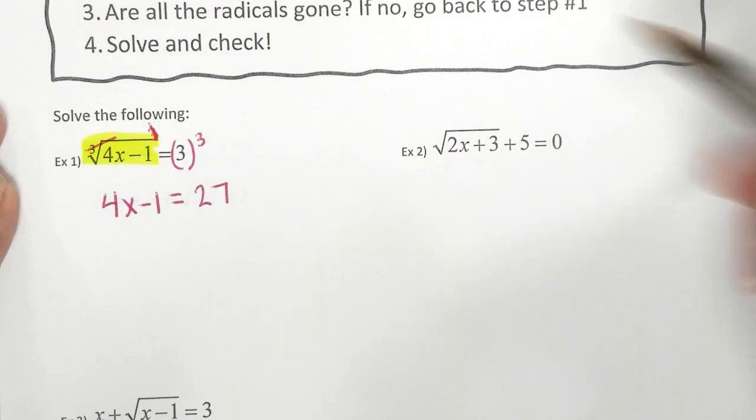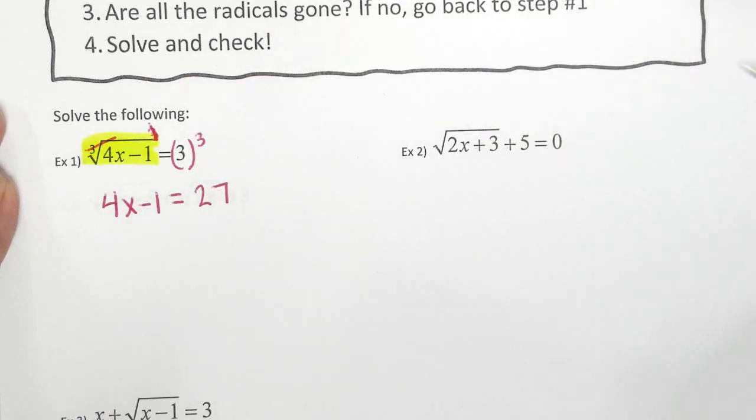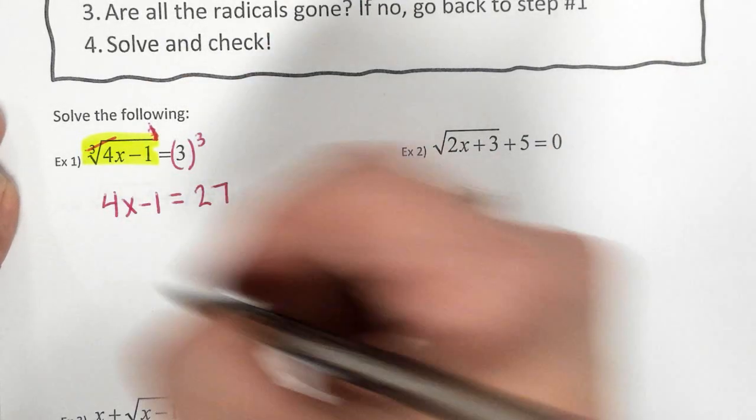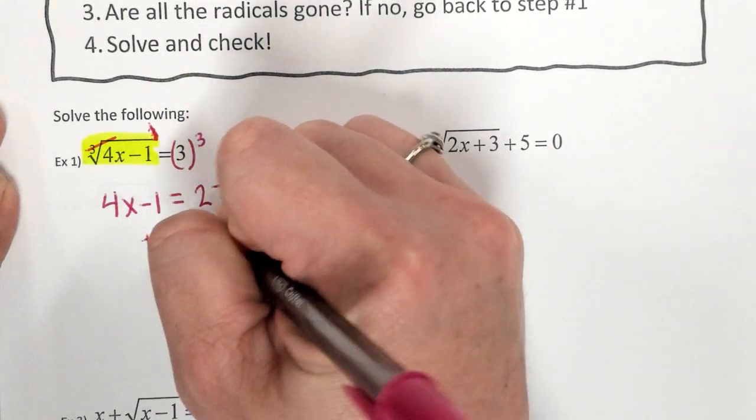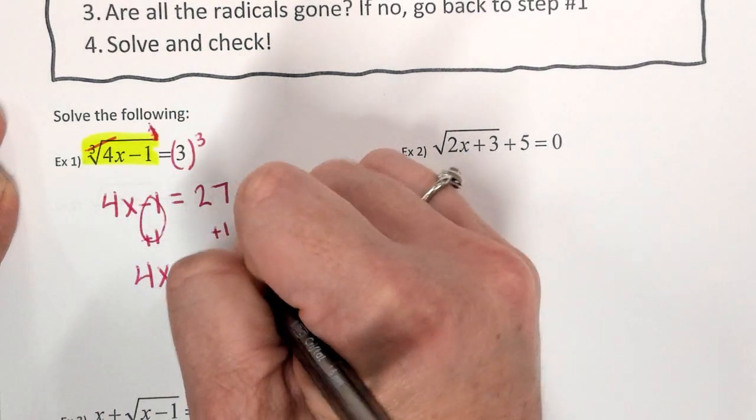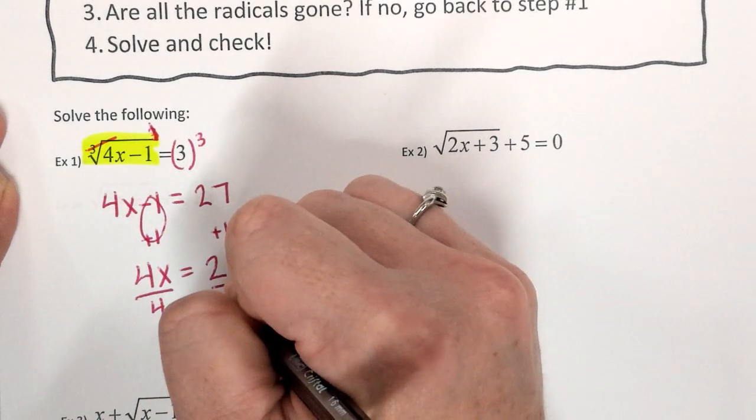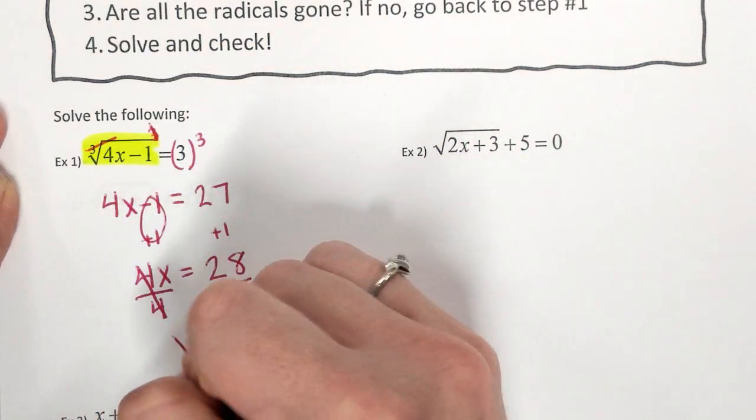Now what? Well, it says, are the radicals gone? So yes. Therefore, go to step 4, solve and check. So how do I solve this? Plus 1. And I get 4x equals 28. Now what? And x equals what?